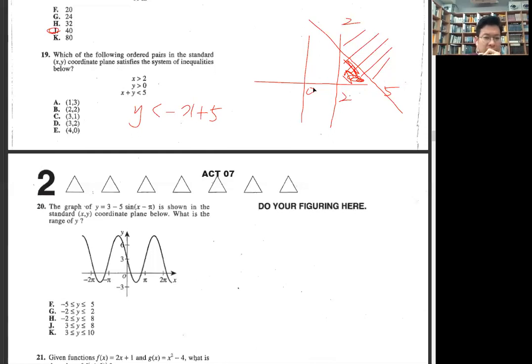1 comma 3, 1 is like here, doesn't work. 2 comma 2 doesn't work because it's less than. 3 comma 1, yes, it works. 3 comma 2, if you put 3, it becomes 2, which is on this line, so it doesn't work. 4 comma 0, that's another line. So everything else is on the line or outside. C is the only one inside.